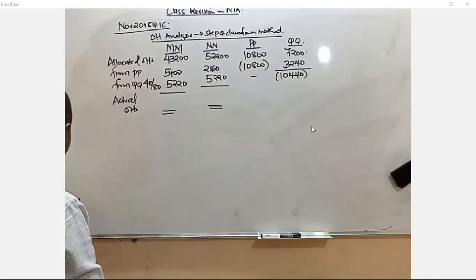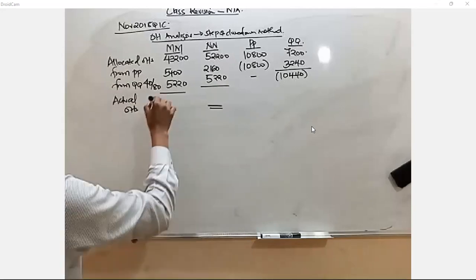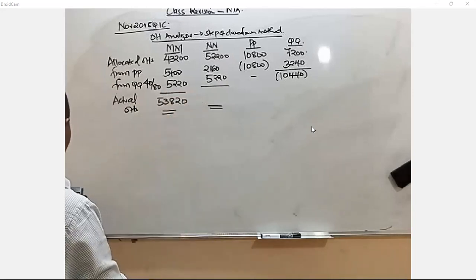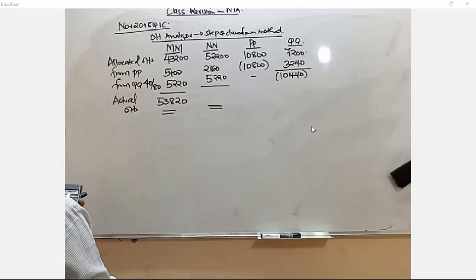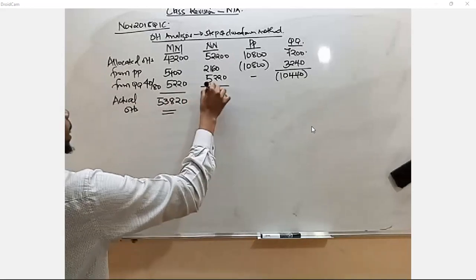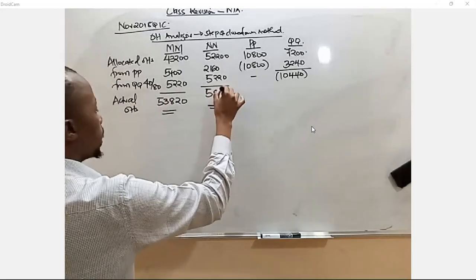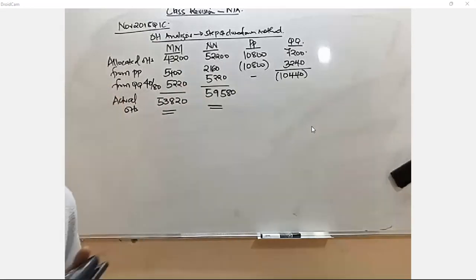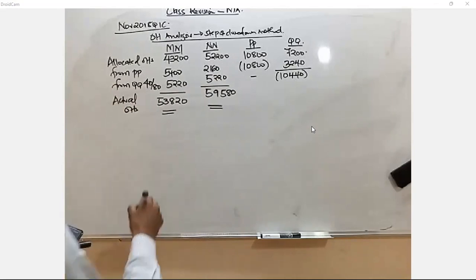So if you are revising well, you will meet this question somewhere. The same way it is, plus 5,400 plus 5,220, getting 53. Then we have 52,200 plus 2,160 plus 5,220, getting 59,580. 59,580, right? Now, let us look at the overheads absorbed.